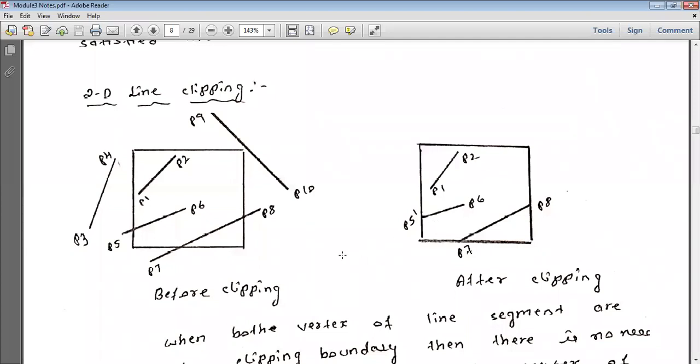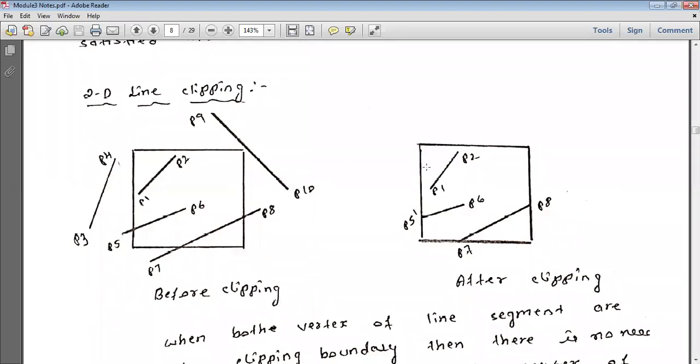Now coming to line clipping, I may distinguish the lines into three different types. One type of line is where both the endpoints are inside the clipping window. That is the first type of line. When both the endpoints are within the clipping window, I need not do anything.